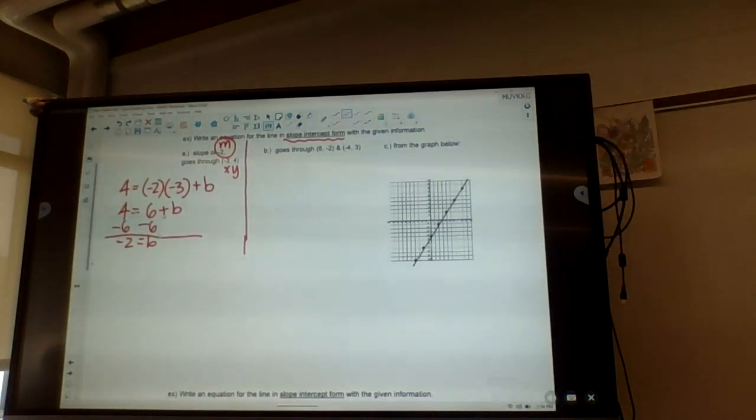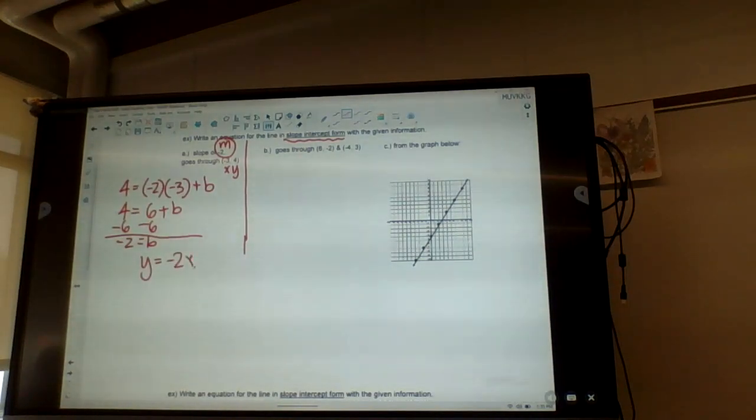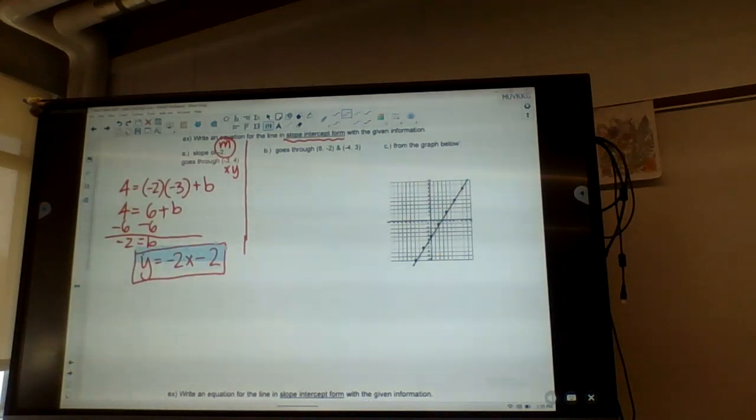Again, this is something we've already done this year, but just making sure we're remembering how to do all this. Our slope is -2, and our b is -2, so then I rewrite it with those two letters in place of the m and b. So this would be our equation that would fit that criteria up there.